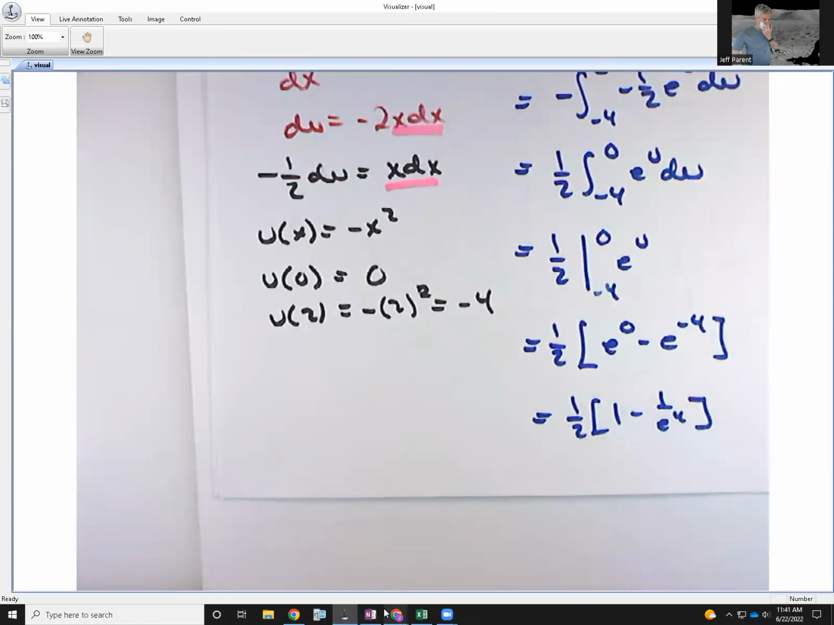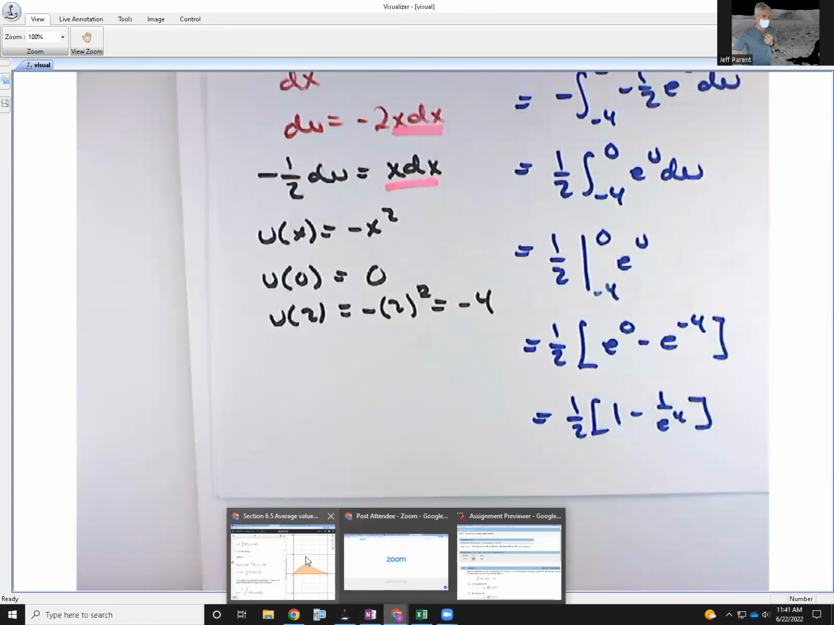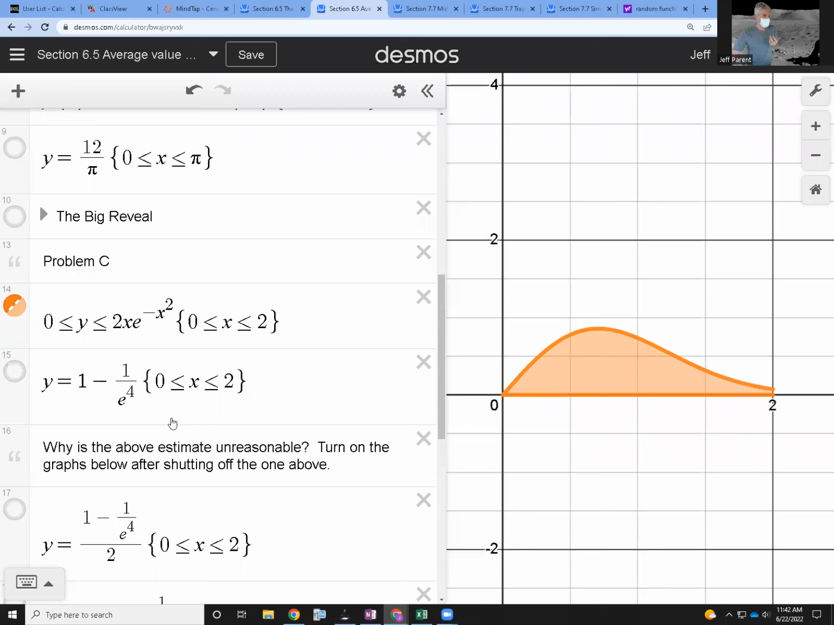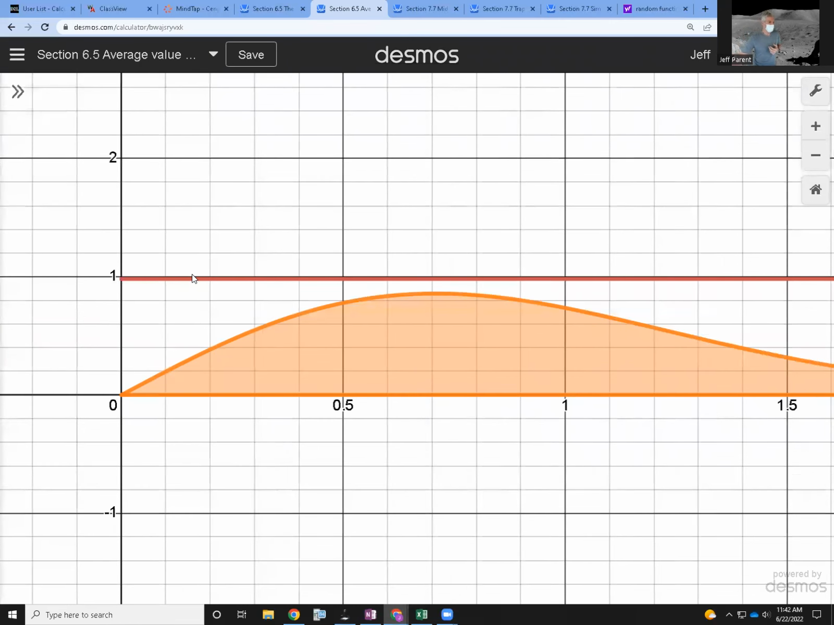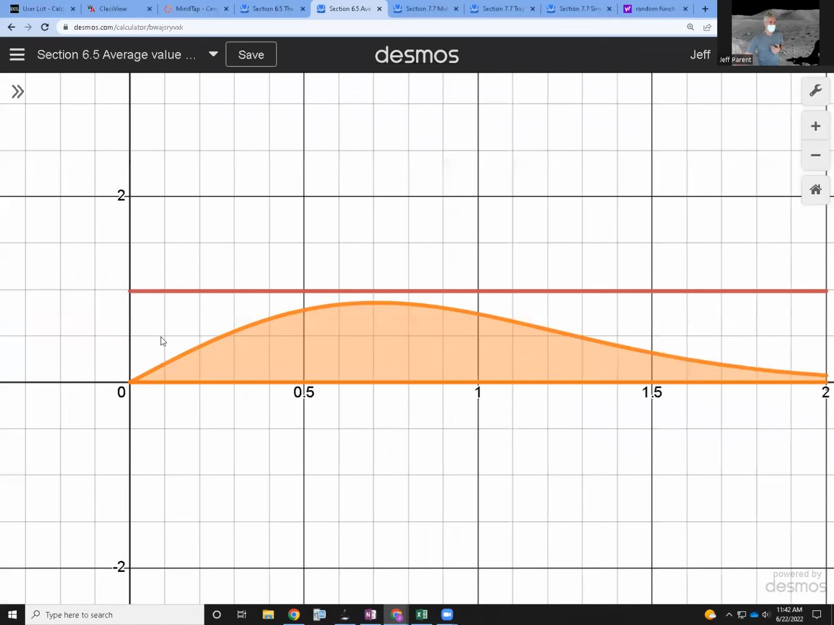But in looking at things, if you forgot that 1/2, the average value should look a little bit wrong. Why couldn't this be the average value, this line up here? Because it's above the entire thing. Yeah, the average value is kind of somewhere in the middle, right? And you're above everything. Your function doesn't even get up that high, so it couldn't be the average value.